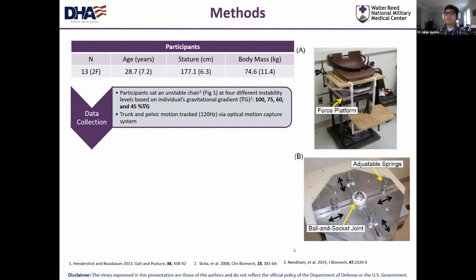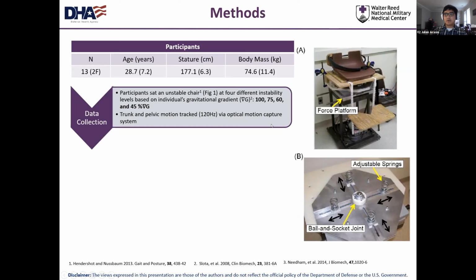And we can therefore control how unstable the seat is. We base the 4 instability levels off of each individual's gravitational gradient, which is essentially a measure of mass distribution. So at the 100% condition, 100% of the forces due to gravity were counteracted by the springs. At the 75% condition, 75% of the forces and moments were accounted for, and so on. Therefore, as the percent of the gravitational gradient decreased, instability would increase.